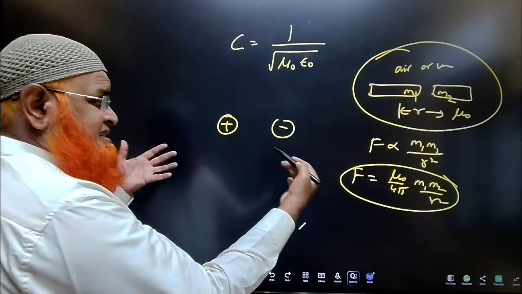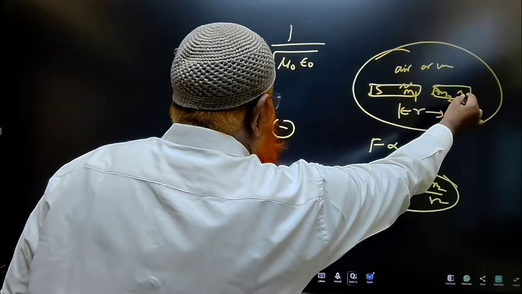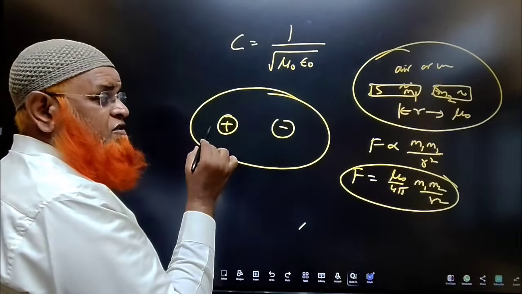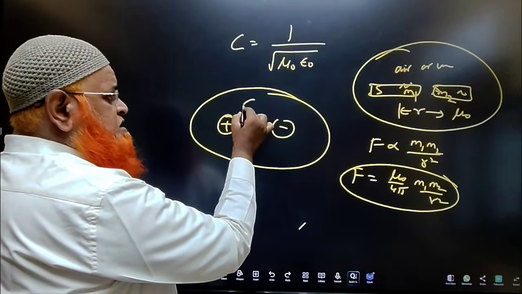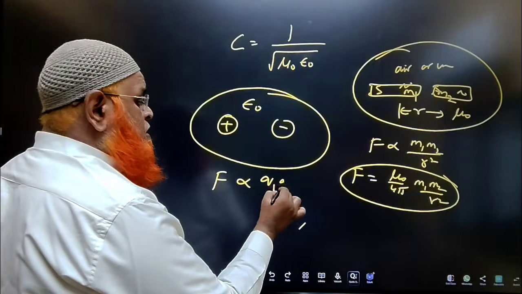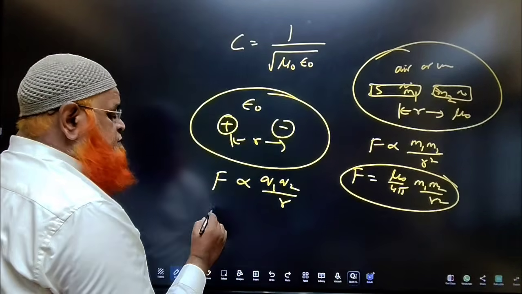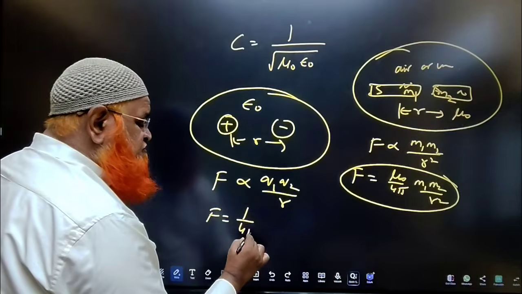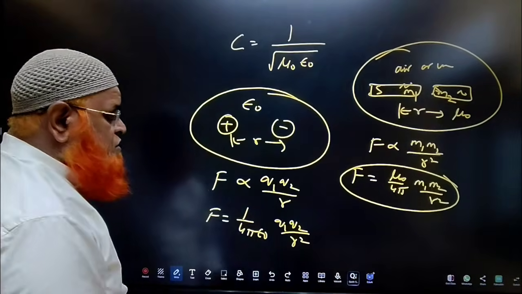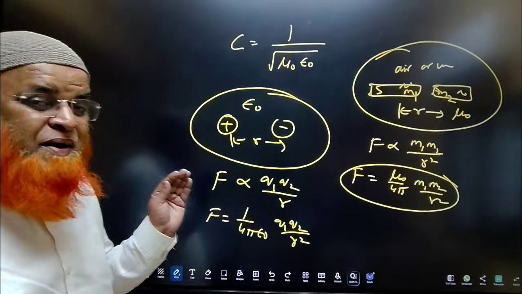and a negative charge, both attract each other, just like one north pole and one south pole. Opposite poles attract, opposite charges attract. Here the medium is air or vacuum, which we give with the letter epsilon naught. The formula is: force is directly proportional to the product of the charges and inversely proportional to the square of the distance between them. When you remove the proportionality you will get a constant, which is 1 by 4 pi epsilon naught, q1 q2 by r square. So here mu naught is upwards, here epsilon naught is downward. This is called permittivity.